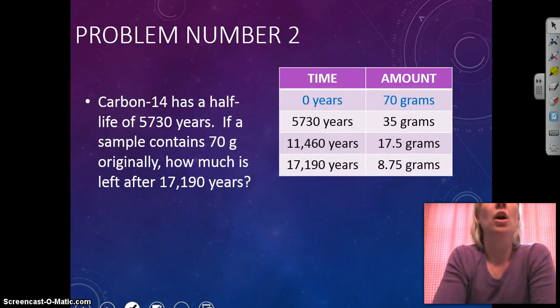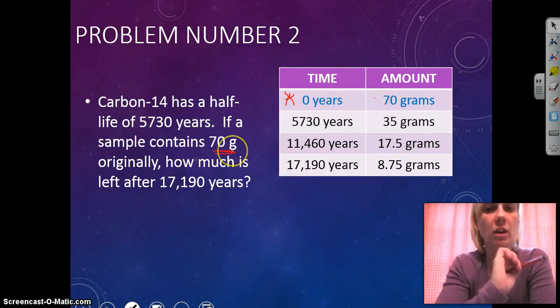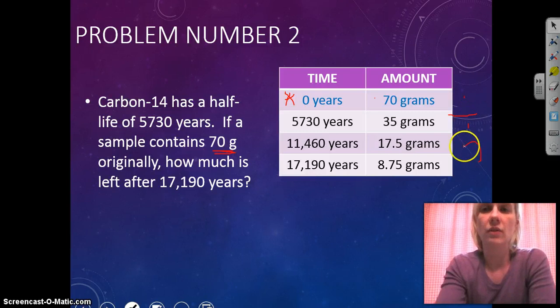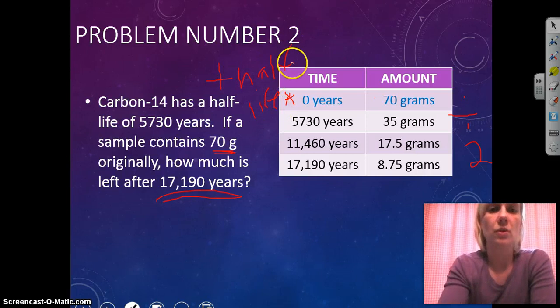All right, problem number 2. Carbon-14 has a half-life of 5,730 years. If a sample contains 70 grams, how much is left after 17,190 years? Same thing. Start off over here. This is my time 0. This is my amount, given in the problem. This side is dividing by 2. This side, I'm adding my half-life. I need to get to this number, so I go all the way down, and there I am. All I have to do is keep dividing by 2 until it comes out.